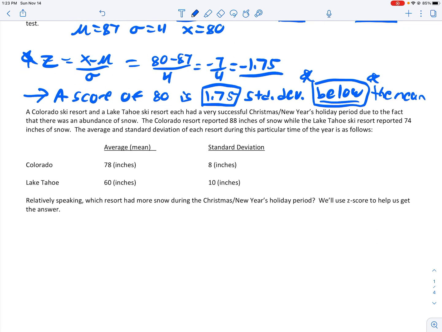Right, so a Colorado ski resort and Lake Tahoe, right? They're talking about Christmas and New Year's. They record how much snow they get. So Colorado reports 88 inches. Lake Tahoe is reporting 74. Okay, so the average and standard deviation are below. So for Colorado, you have 78, right? That's your mu. This is your sigma, right? This is your mu. This is your sigma. And for x, right, it's going to be 88 for Colorado, and for Tahoe, it's going to be 74.